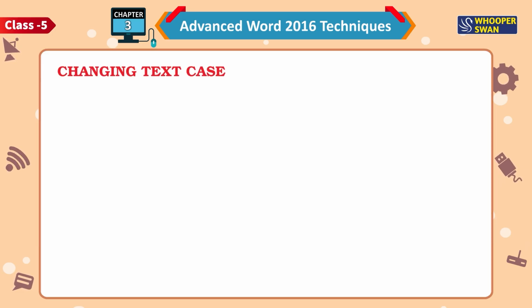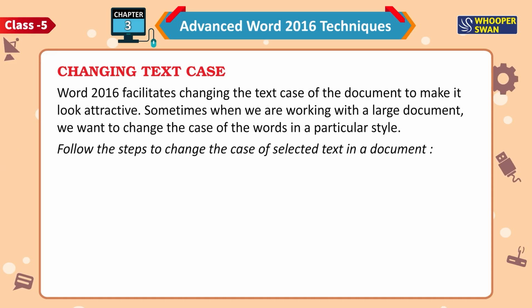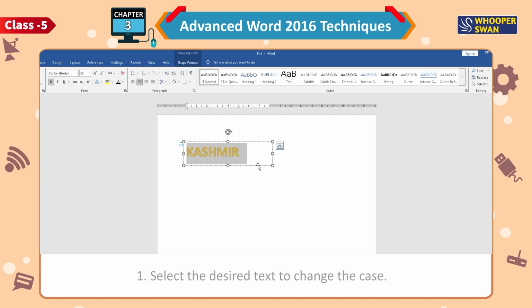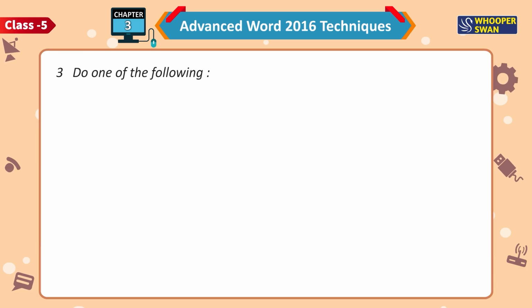Changing text case. Word 2016 facilitates changing the text case of the document to make it look attractive. Sometimes when we are working with a large document, we want to change the case of the words in a particular style. Follow the steps to change the case of selected text in a document. Step 1. Select the desired text to change the case. Step 2. Go to Home tab and click on the Change Case. Step 3. Do one of the following.